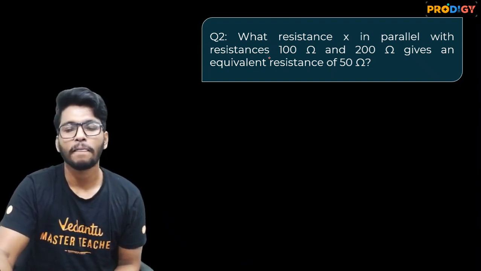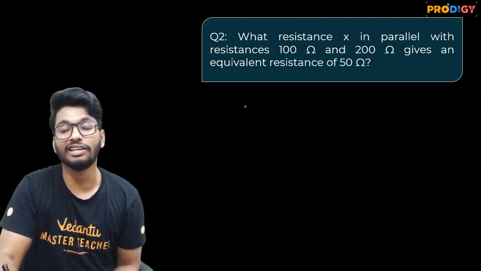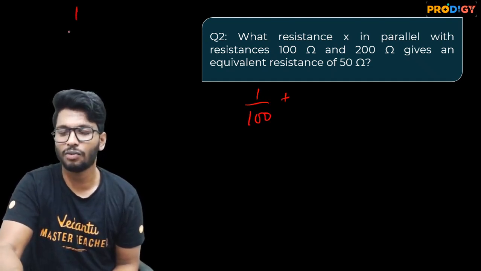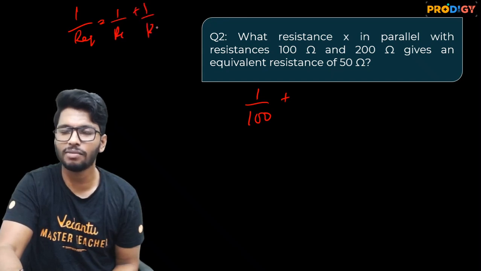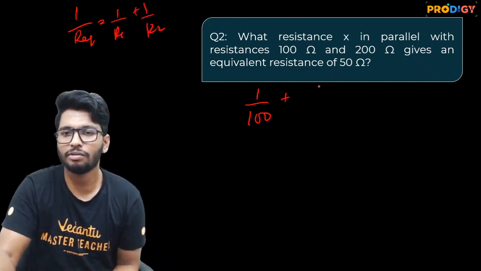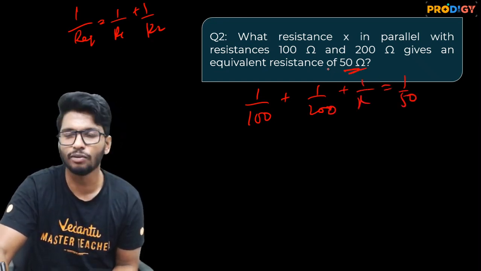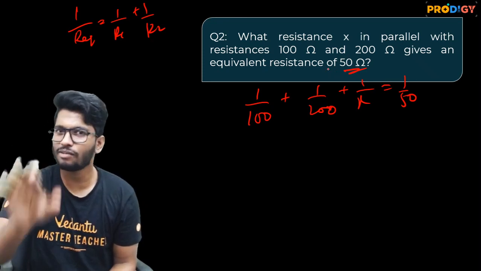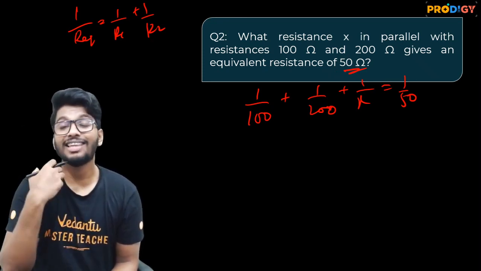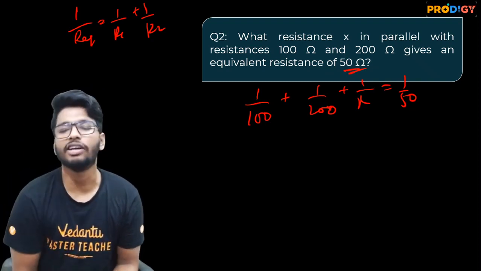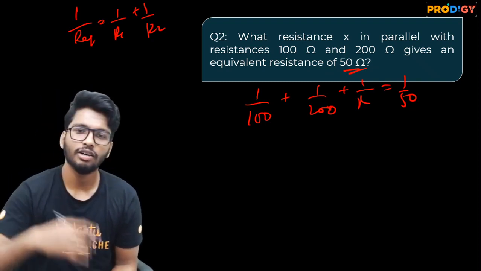So here's the thing. There are resistors which are connected in parallel. 1 by R equivalent is equal to 1 by R1 plus 1 by R2 is the formula, right? So 1 by 100 plus 1 by 200 plus 1 by X is equal to 1 by 50. The equivalent resistance is given as 50 ohms, so they've already given you the equivalent resistance, which is nothing but 1 by 50. They're asking you what is the value of X such that you're going to get an equivalent resistance of 50 ohms. Alright. So how do you solve this?